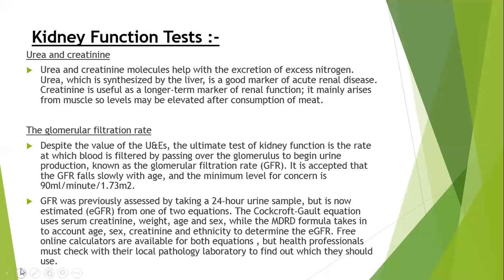I also discussed the GFR, glomerular filtration rate. It's measured by the creatinine clearance test, a measure of the efficiency with which the kidneys remove a substance from the blood. Normal creatinine clearance in adults is about 125 ml per minute, which can be reduced to 30 ml per minute or less when kidneys fail. GFR was previously assessed by taking a 24-hour urine sample, but it's now estimated, eGFR, from one of two equations. The Cockcroft-Gault equation uses serum creatinine and weight. The MDRD formula takes into account sex, creatinine and ethnicity to determine the eGFR. Free online calculators are available for both equations, but health professionals must check with the local pathology laboratory to find out which they should use.